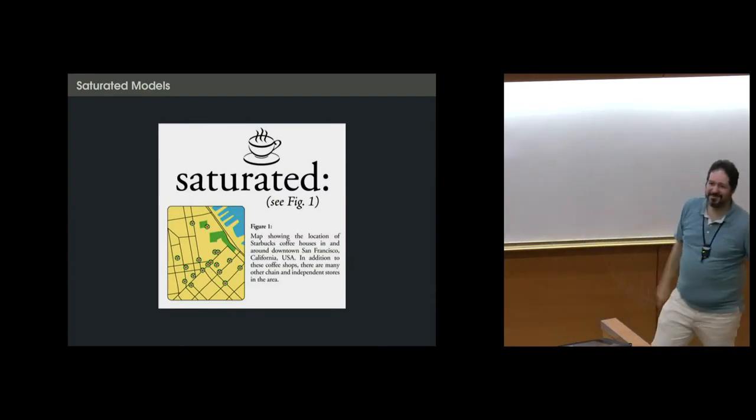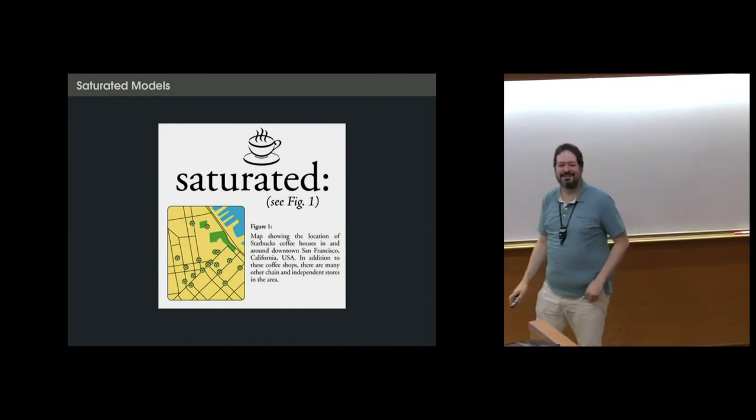This diagram of the Starbucks saturation in downtown San Francisco area.